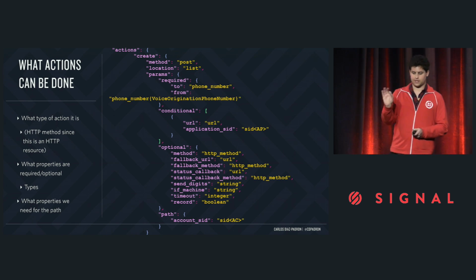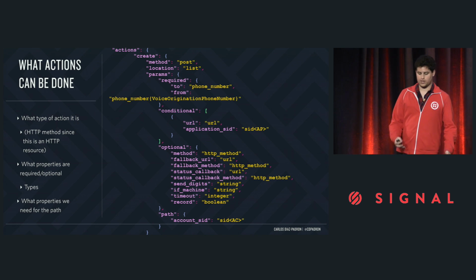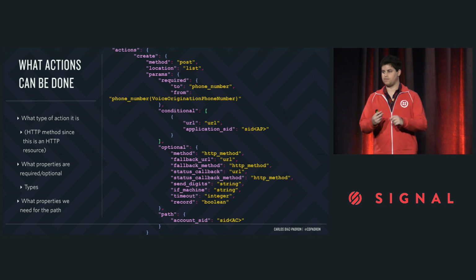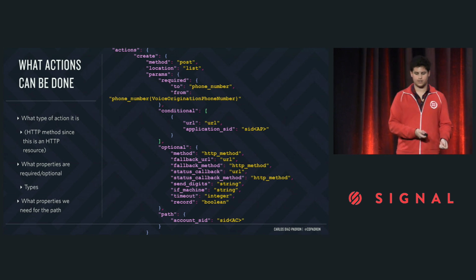Here, for example, we specify a method POST because this is an HTTP resource. So we say what kind of method this is. What properties are required for each of them? Which ones are optional? What can we pass in? How do we build this path? Where do we put the SID? What type of SID is it?